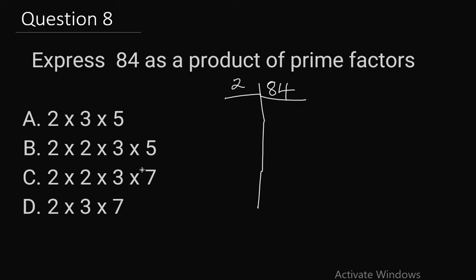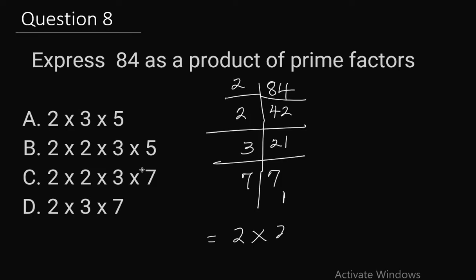2 can go, 84 divided by 2 is 42. 42 divided by 2 gives us 21. 2 is done with its work. 21 divided by 3 is 7. 7 divided by 7 is 1. So, product of the prime factors, you bring out the divisors, which are 2 times 2 times 3 times 7. Okay? So the right option, 2237, is option C.